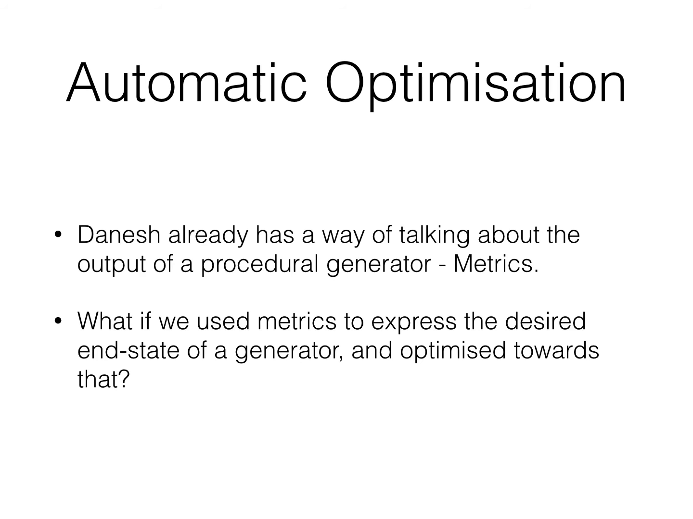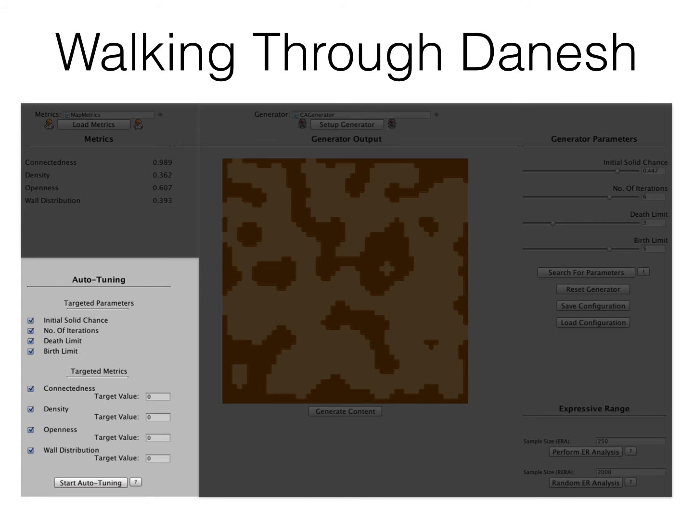So the user of Danesh could say, instead of here are the parameters I want, what does the generator do if I set the parameters? The user could say, here are the metrics I want to come out of my generator. How can I get it to do this? And ask Danesh to look for it. And that's what this bottom left-hand corner is in charge of.